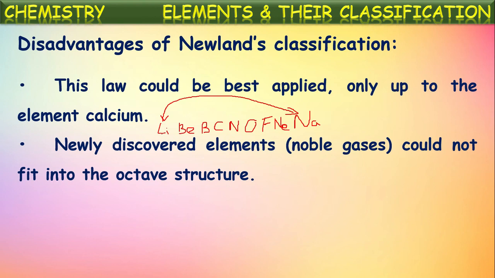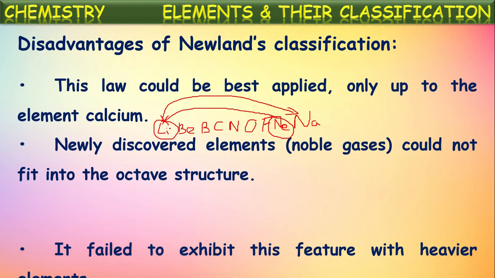Now for lithium, the consecutive eighth element became neon, not sodium. But the properties of lithium and neon are entirely different from one another, isn't it? Lithium is a highly reactive metal, neon is the least reactive noble gas. But for lithium, the eighth element now became neon. So the octave system is completely disturbed. It is not followed here, isn't it? So by the discovery of noble gases, this octave theory completely failed. This is one drawback.